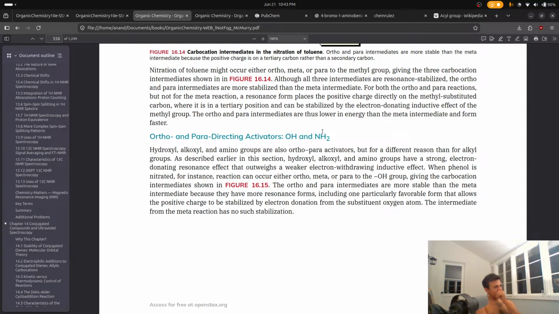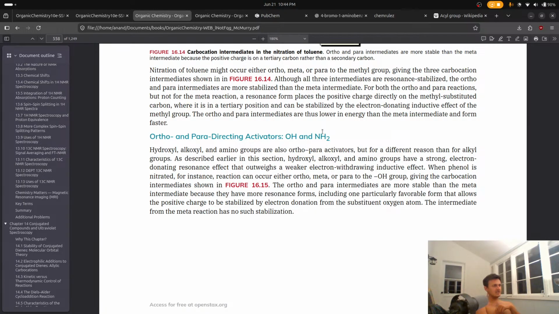Hydroxyl, alkoxyl, and amino groups are also ortho-para activators, but for a different reason than alkyl groups. As described earlier in this section, hydroxyl, alkoxyl, and amino groups have a strong electron donating resonance effect that outweighs a weaker electron withdrawing inductive effect.